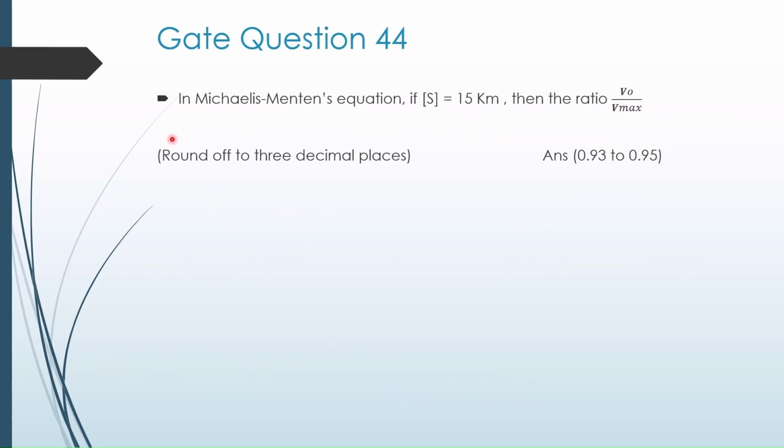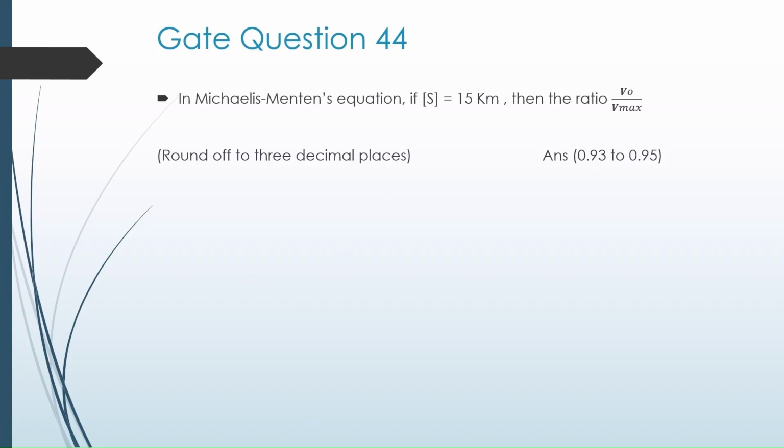GATE question 44. In Michaelis-Menten's equation, if substrate concentration is equal to 15 Km, then the ratio V0 upon Vmax. Expected answer should be in the range of 0.93 to 0.95, and answer should be rounded off to 3 decimal places. V0 upon Vmax. V0 is the initial velocity of the reaction and Vmax is the maximum reaction velocity achieved at saturation. Now what do you mean by saturation? Saturation is a point where all enzyme active sites are occupied by the substrate. So we have to find this ratio.